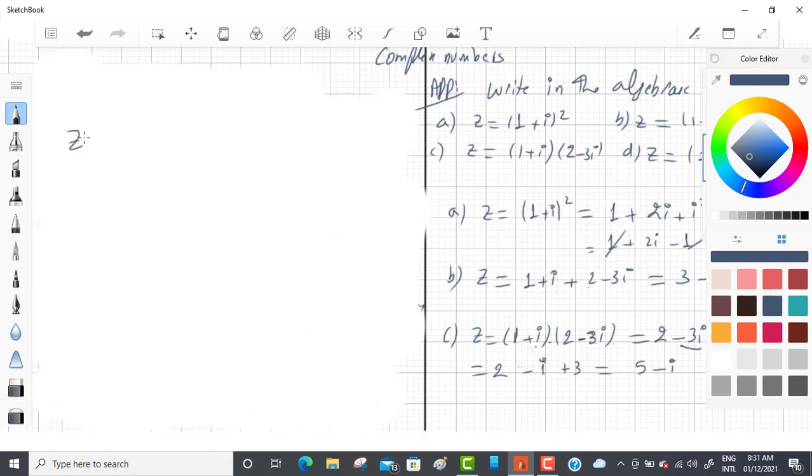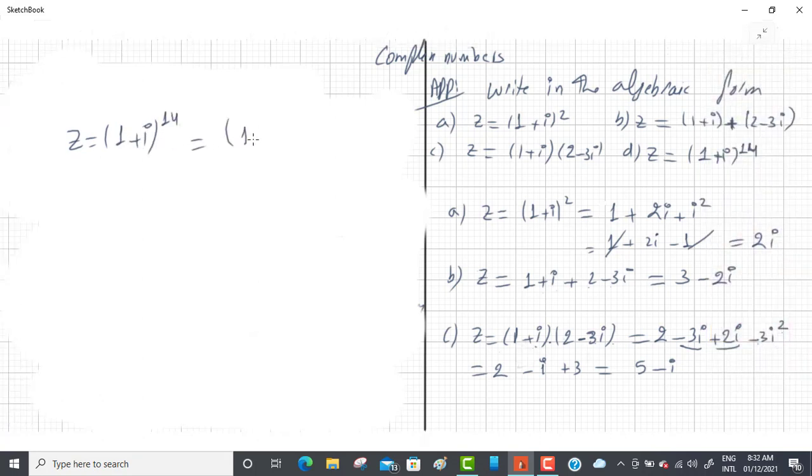Finally, z equals (1 plus i) power 14. As you know, (1 plus i) power 14 is ((1 plus i) power 2) power 7. So you need to find the value of (1 plus i) power 2. We already did: (1 plus i) power 2 is 2i. (2i) power 7 is 2 power 7 times i power 7.